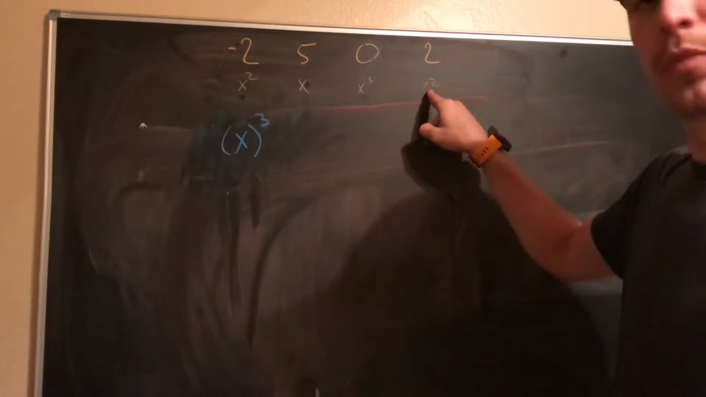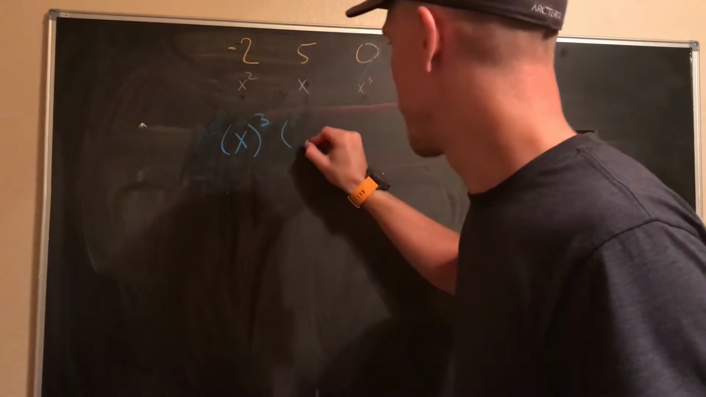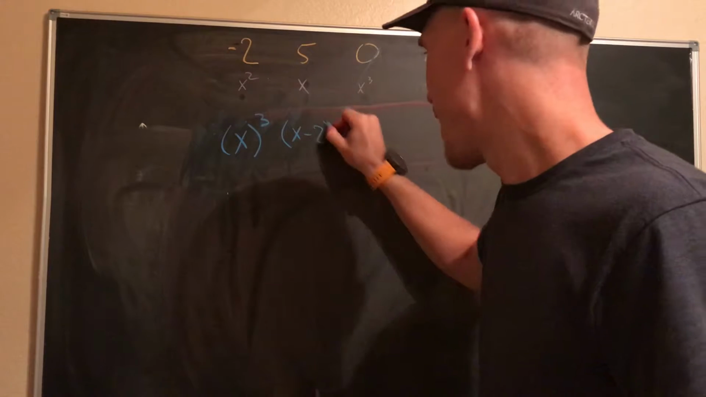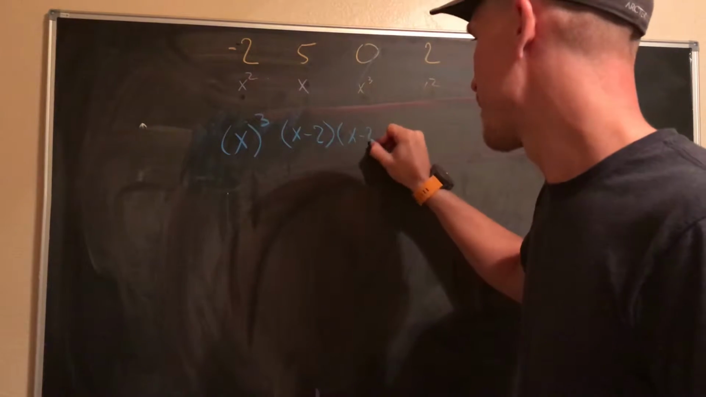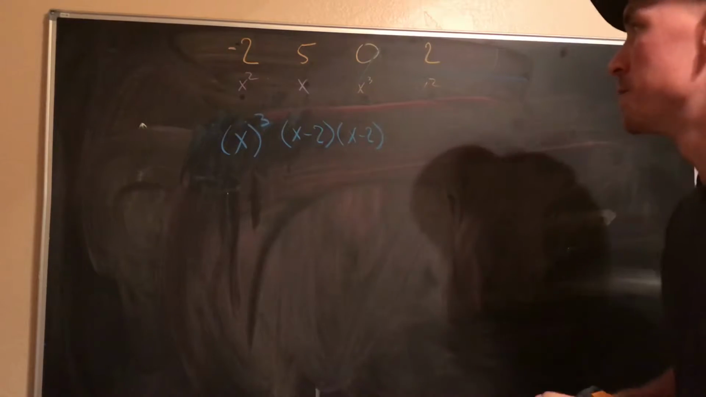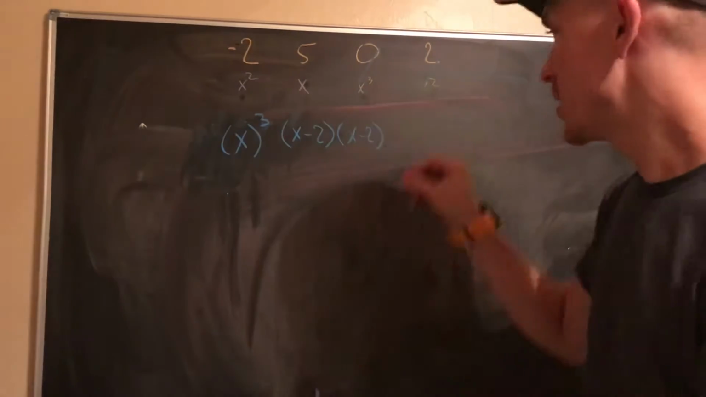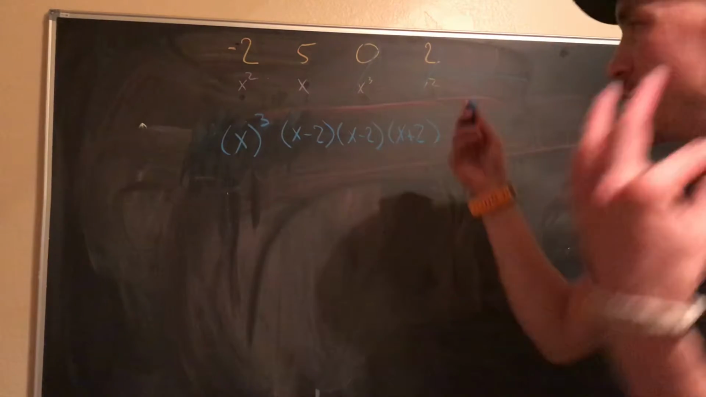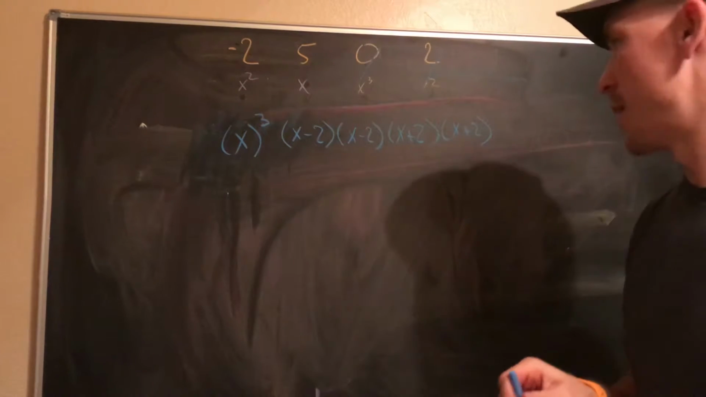Next, these are both doubles, so it doesn't matter which one we do. Let's do this one first. Remember, these are kind of backwards. In the first one, that's a positive 2, so we put x minus 2, but it's a double, so we do it again: x minus 2. Now let's go to this one. That one's a minus 2, so we reverse it: x plus 2, but it's a double, so we do it again. So x plus 2, just like that.